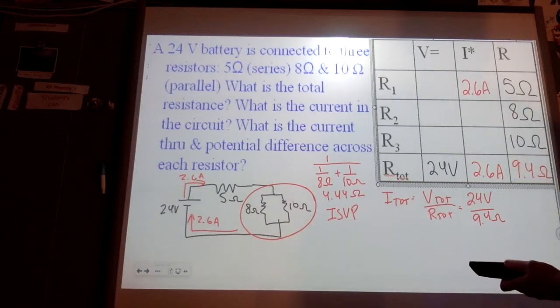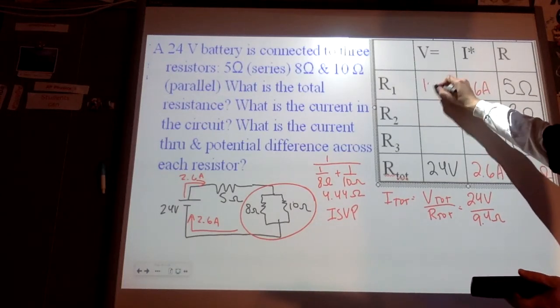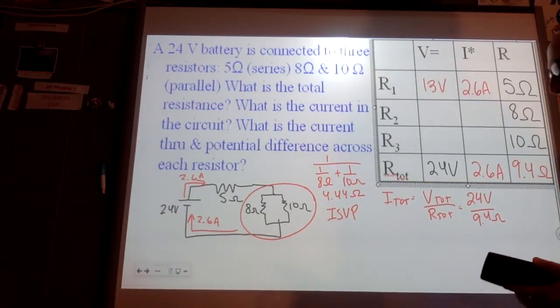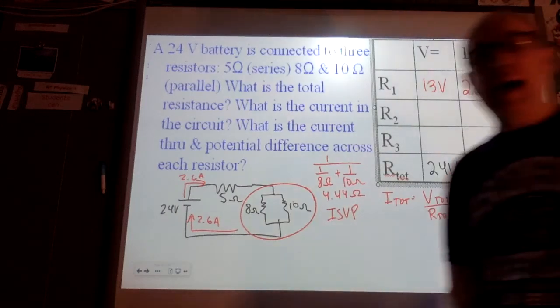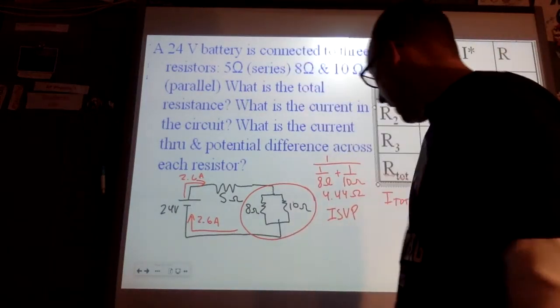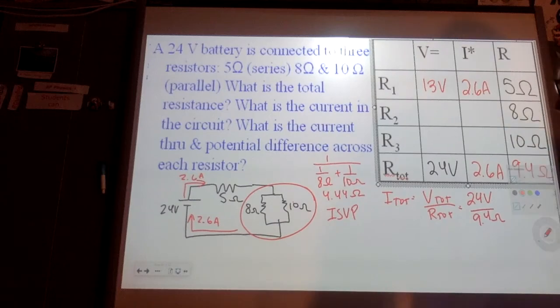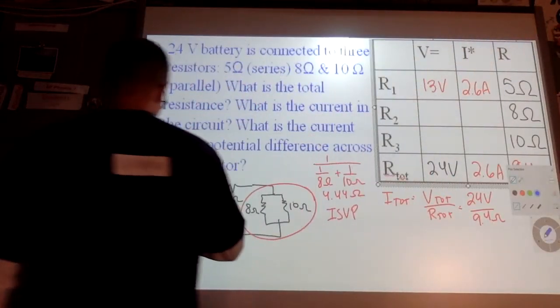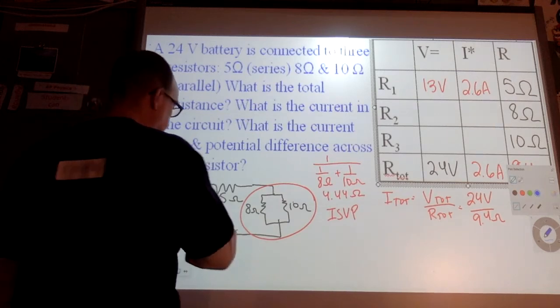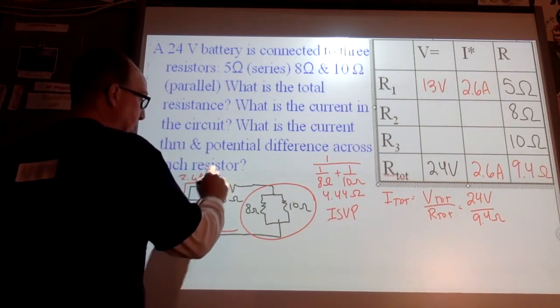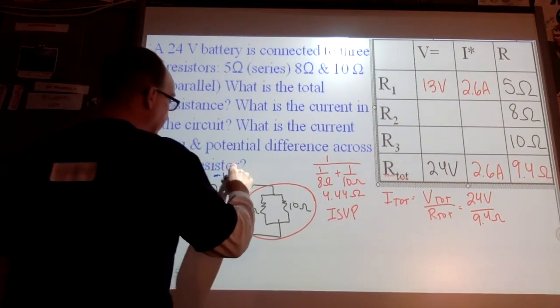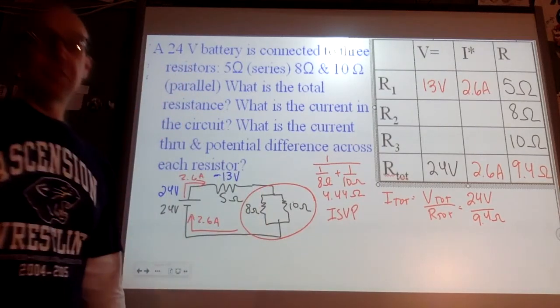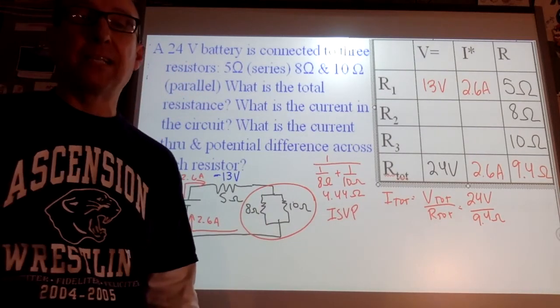6 times 5, which is 13. So I times R. Now, I started with 24 volts. I'll change colors on you guys. Right, I have 24 volts. When I went across this resistor, I lost 13 volts. Resistors cause voltage drops. They dissipate energy.